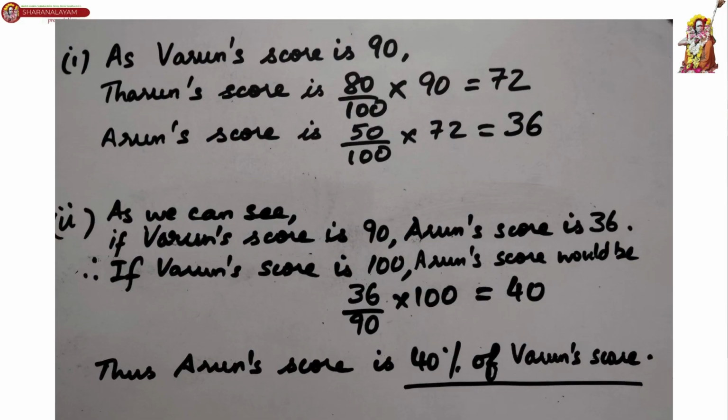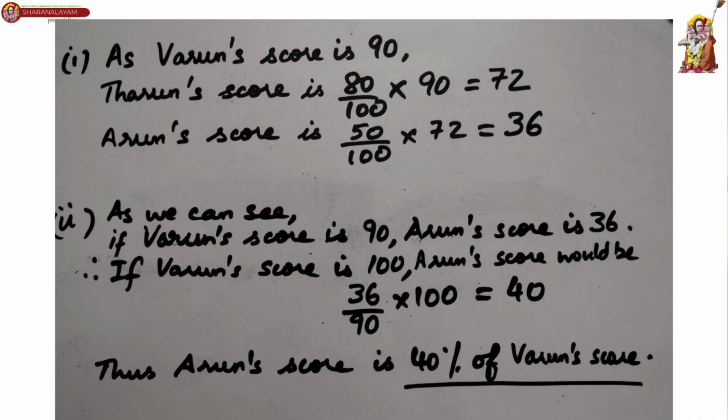Now for the second part, what percent of Varun's score is Arun's score? So Varun's score was 90, Arun's score was 36. So if Varun's score is 90, Arun's score is 36. So if Varun's score is 100, because we have to find it in percent, Arun's score will be 36 divided by 90 into 100, which comes to 40. Thus, Arun's score is 40% of Varun's score.